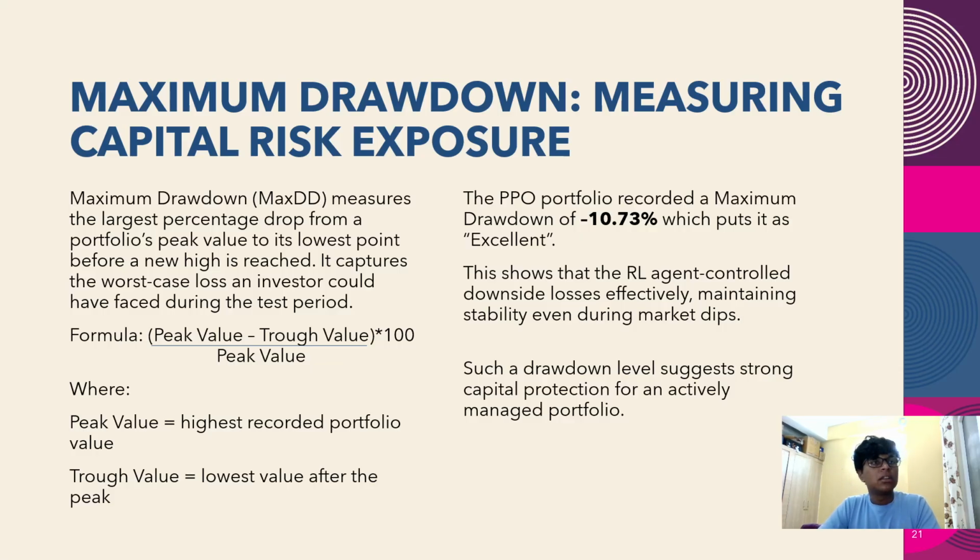Usually this number can go anywhere from 10% to 30%, sometimes even more, because there might be cases where, on a day or two, the model performed very badly and there were massive drops. But here you can see that it's only 10.73%. The worst possible trade you can make will only fetch you a loss of just 10.73%, which again falls under the excellent category. So this shows that the RL agent is able to control downside losses effectively.